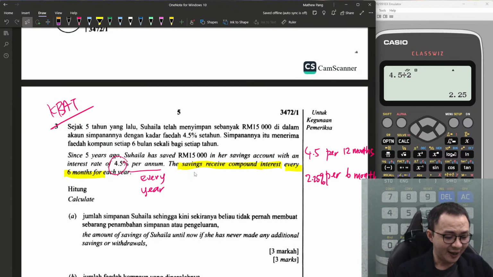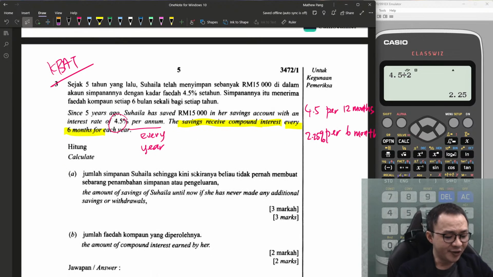Okay, then the amount of savings Suhaila has until now, she has never made any additional saving or withdrawal, meaning she doesn't save any extra money into it. So she saved for 5 years. So I want to know how much she has.